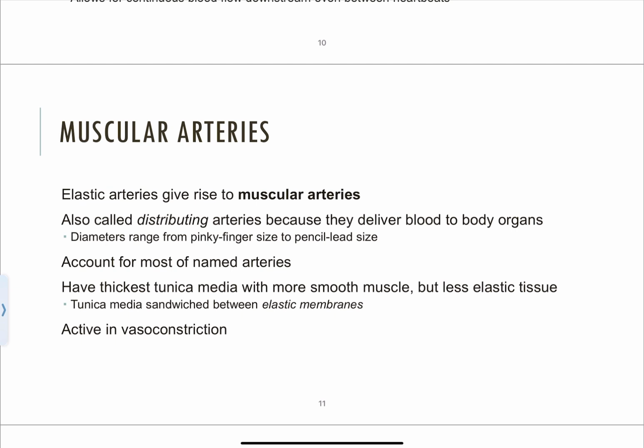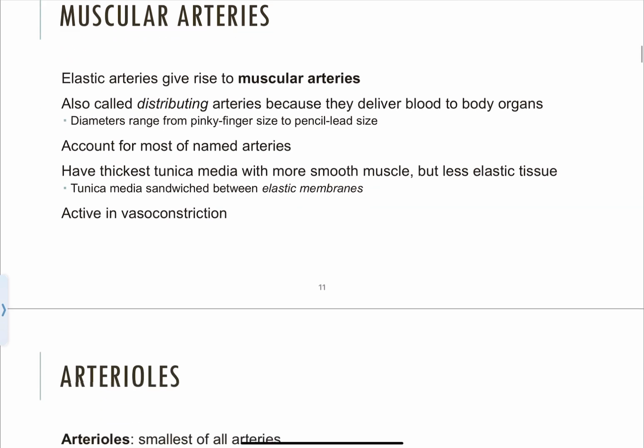Most of the named arteries that you'll have to learn in lab are going to be muscular arteries. They have the thickest tunica media because that is the layer of the blood vessel that has the most muscle. So more smooth muscle we would expect to have in muscular arteries, which is why that layer is the thickest. Not as much elastic tissue. Also, these are the ones that are active in vasoconstriction. So if we want to constrict our blood vessels and make the lumen diameter smaller, that would be accomplished by a muscular artery.